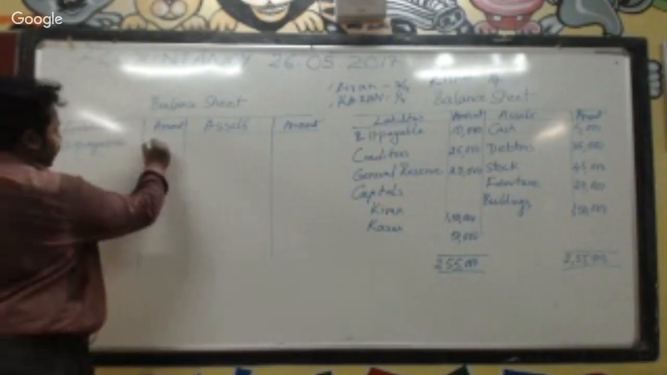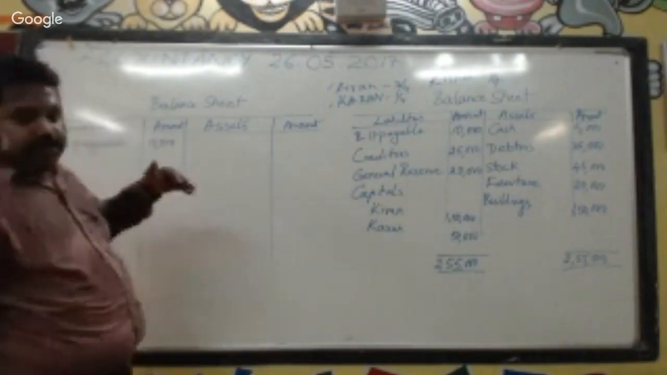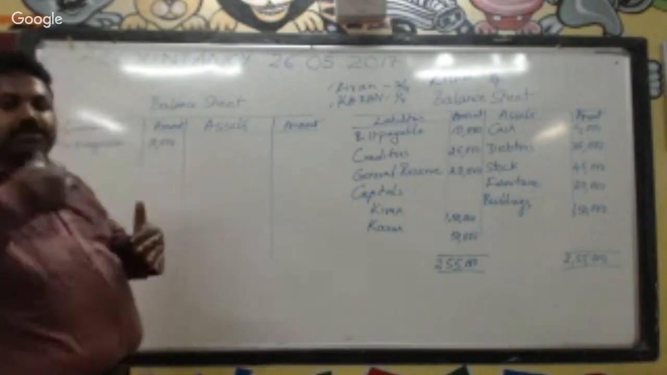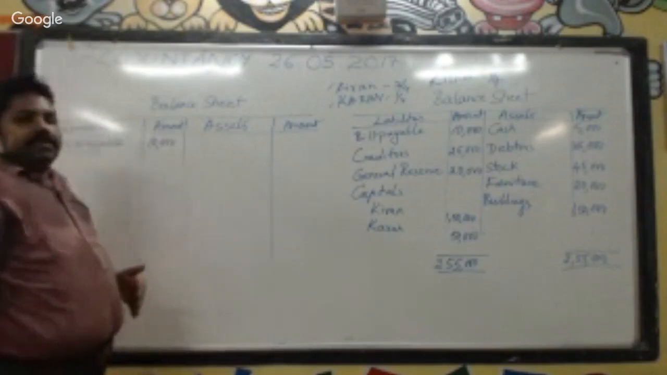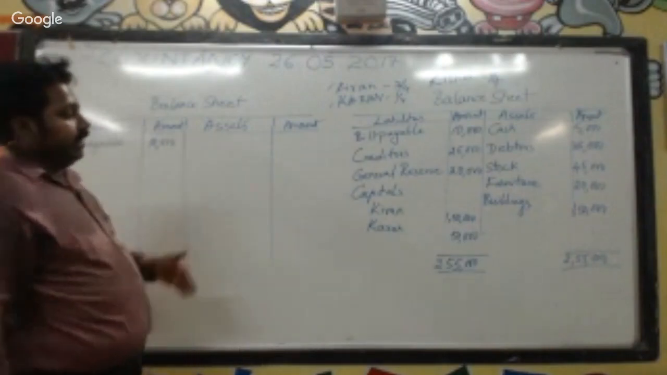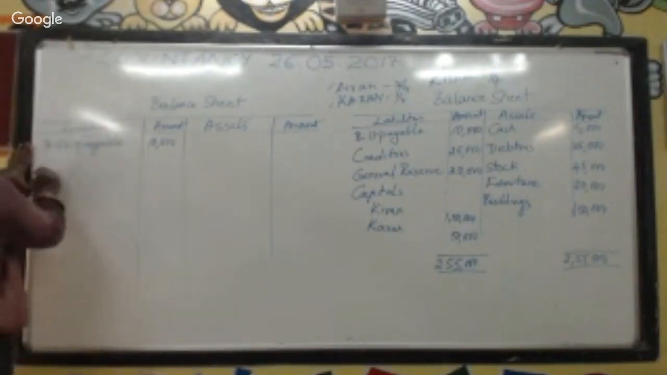What do you mean by bills payable? The meaning of bills payable is that the company has to pay some bills, some amount, to other companies or other persons. This is a liability to the company. Next, creditors. So write the same creditors.